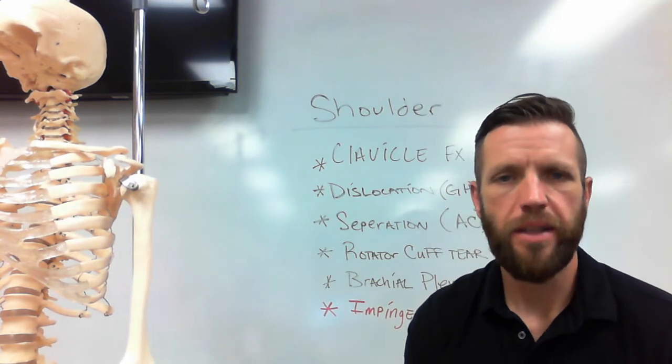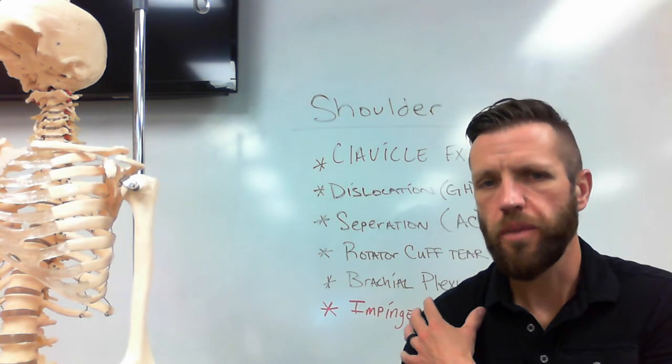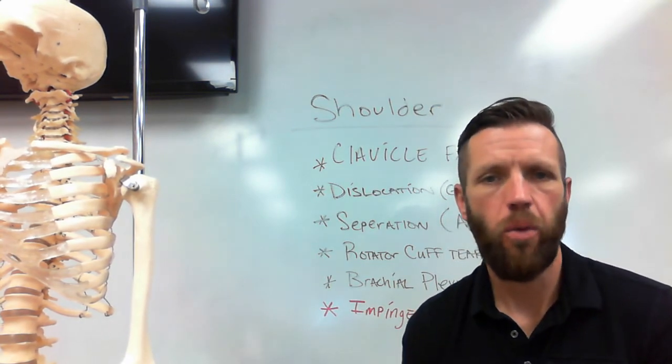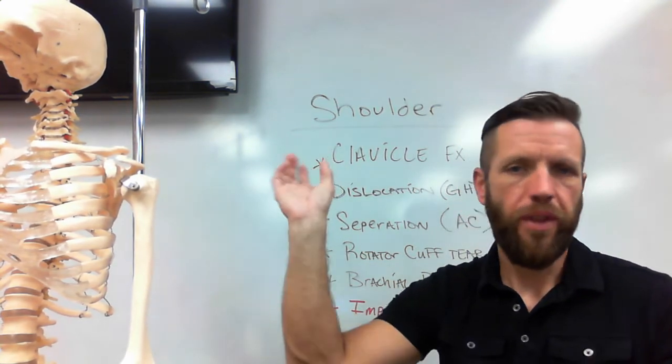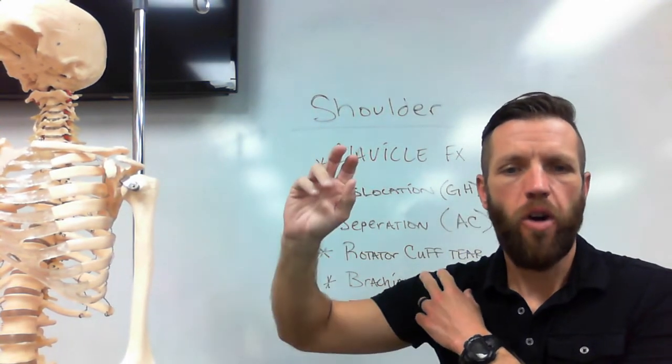It doesn't necessarily mean that they're an overhead throwing athlete to get this, but they have shoulder pain that's diffuse and idiopathic. They really don't know why it has occurred. But they know that when they try to repeat that overhead motion, it hurts. Anytime they get their arm up, it hurts.